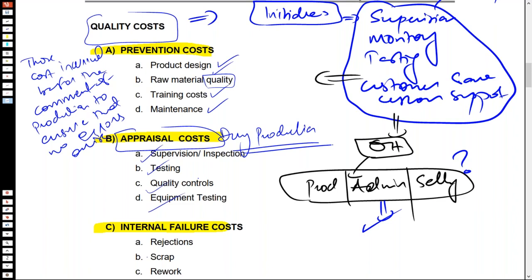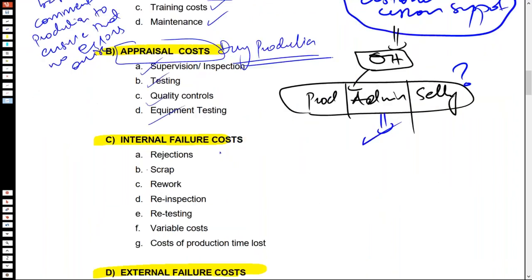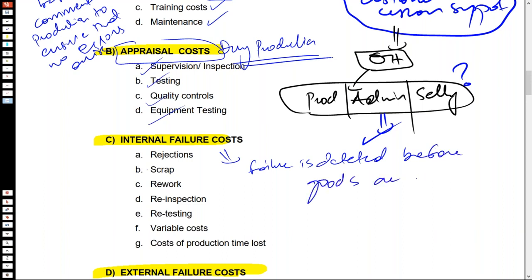Now, the third one of them is considered to be the internal failure cost. That is basically when the failure is detected before goods are delivered to the customer. So in case there is any failure which is detected before the goods are delivered to the customer, that is going to be considered as your internal failure cost. Now let's try to have an understanding of this.